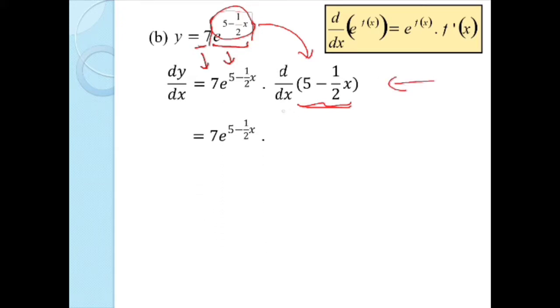After that, you differentiate the terms in this bracket. So what you get is, 5 is a constant. When you differentiate a constant, you get 0. And this is negative 1 over 2x. X is power 1, so when you differentiate it, you get negative 1 over 2. Multiply that with the exponential term and the constant 7. Simplify your answer, and this would be the simplest answer.